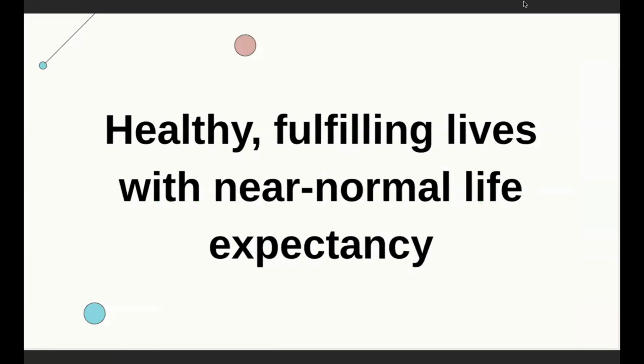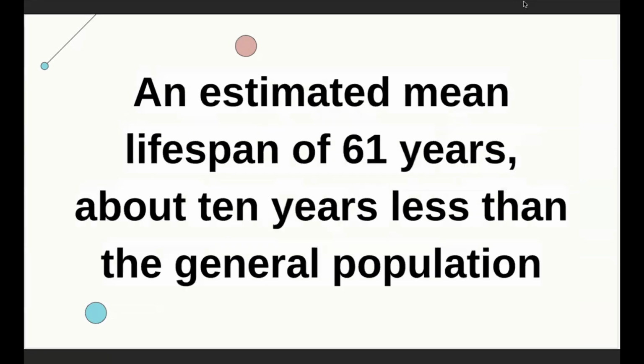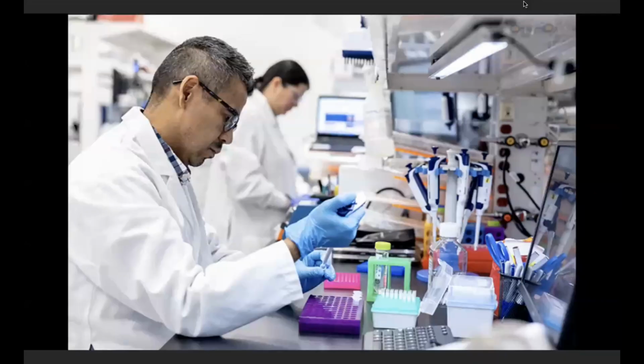Prognosis and current research. Most people with achondroplasia live healthy, fulfilling lives with near-normal life expectancy, though slightly reduced, about 10 years shorter on average. Ongoing research is incredibly promising.